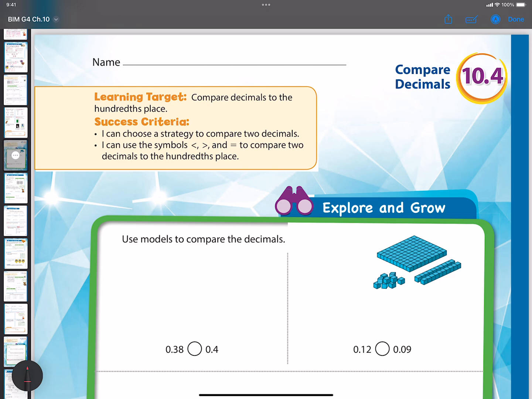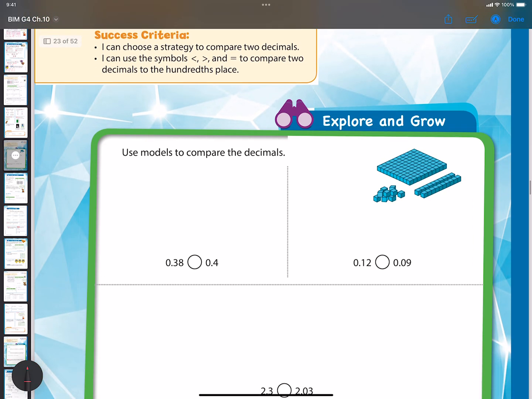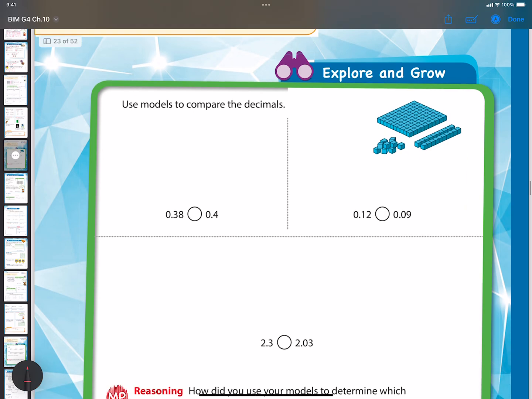Today our learning target is to compare decimals to the hundredths place. I would like you to be able to choose a strategy to compare two decimals and use the symbols less than, greater than, and equal to compare two decimals to the hundredths place. Now use models to compare the decimals. Here 0.38 versus what? Yes, 0.4.